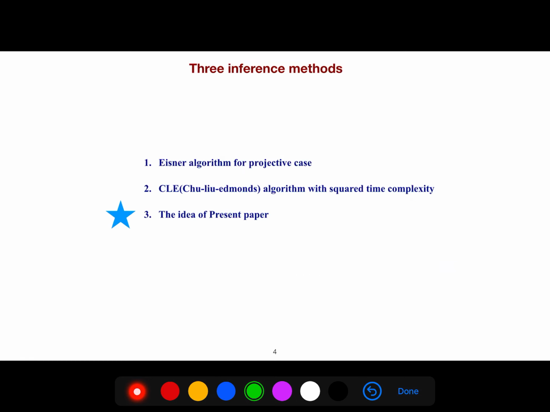For the inference methods that we know, everybody uses Eisner for the projective case, but not all sentences are in a projective case. Some of them, as I said in Czech and Dutch, are non-projective. There are lots of non-projective cases, where the edges cross each other. In that case, we use the CLE algorithm. But let's see what the idea of this present paper is. We want to do it better and reduce the time complexity.